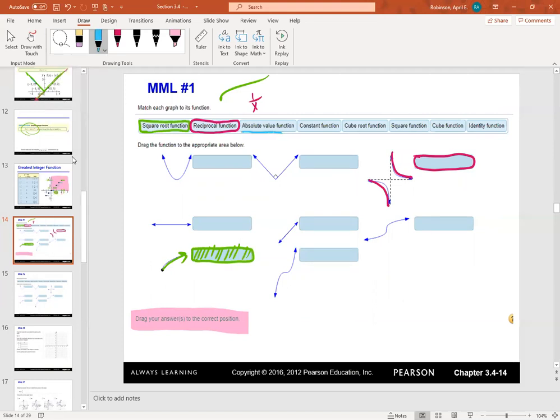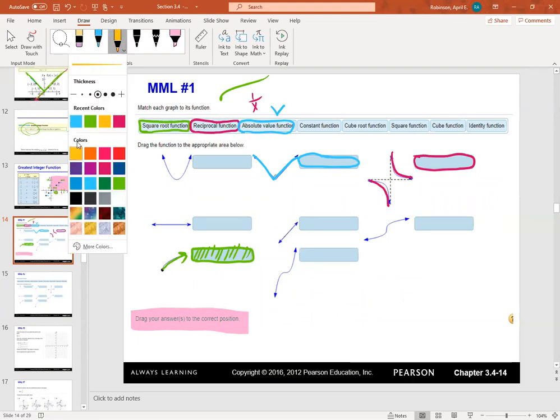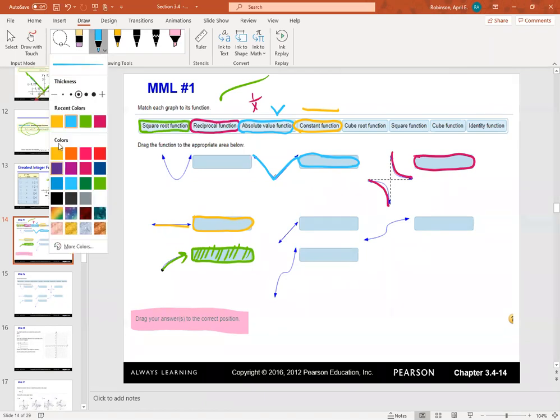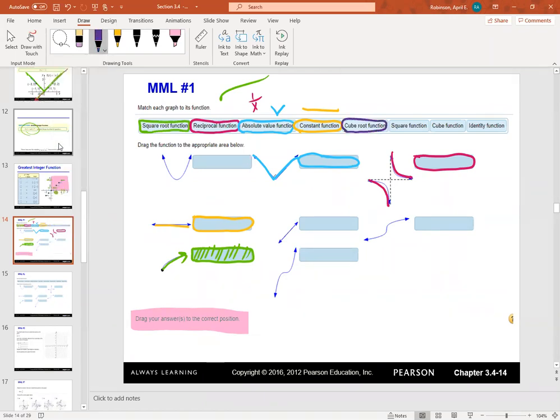Next we have the absolute value function, and that is the V, which is this one. So absolute value function, you'll drag there. And then we got the constant function. Remember, constant is just a horizontal line, and that is this one. So I would drag it there. And what's next? The cube root function. What about purple? The cube root function. Now the cube root, don't get it confused with the cube. The cube root is this one. It's kind of on its side. That's the cube root one.